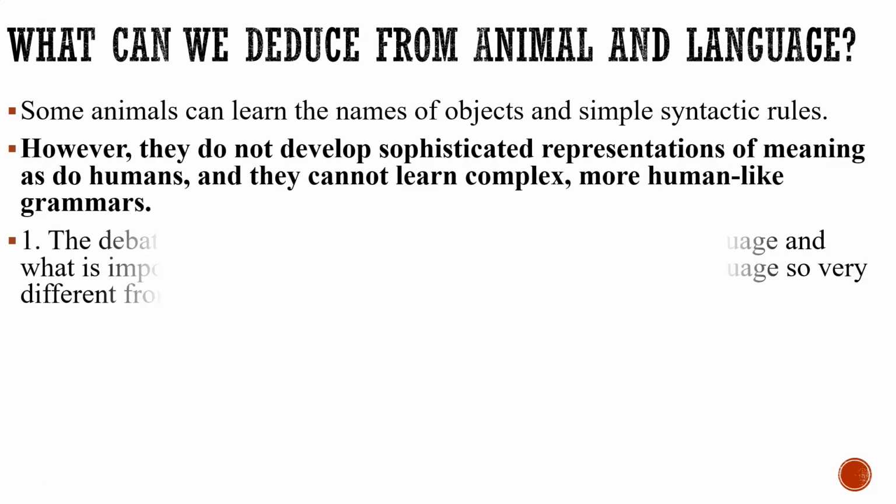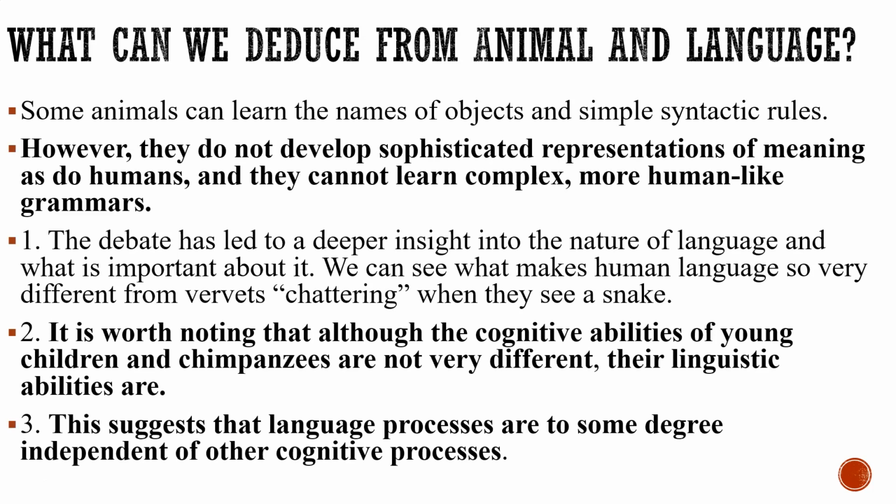So we'll proceed with, from the discussion, what can we deduce? Meaning, what can we conclude from animal and language? Let me just put it here. You can read this later. These are all from your textbook. Animals can learn the names of objects and simple syntactic rules. I've mentioned this in passing, but I have to say this again. Animals learn nouns, right?